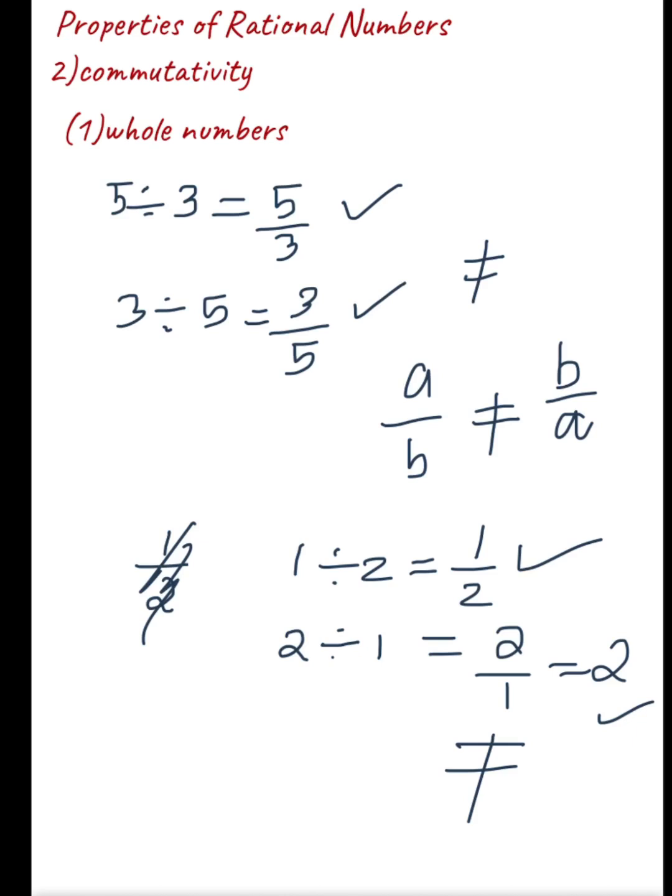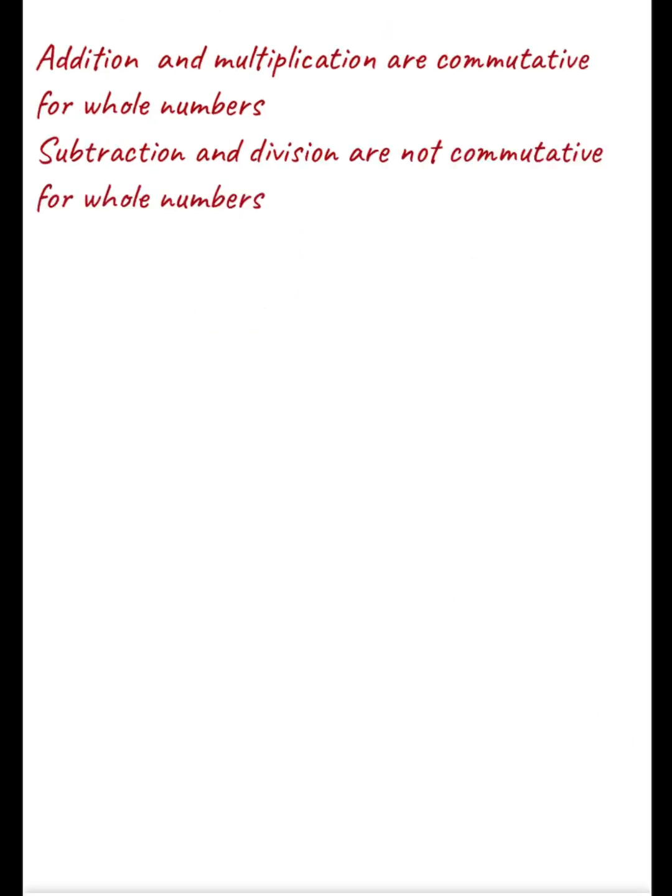So let's conclude. This is our conclusion, that addition and multiplication are commutative for whole numbers and subtraction and division are not commutative for whole numbers. That means addition and multiplication being commutative means what? A plus B is equal to B plus A for whole numbers, and multiplication means what? A into B is equal to B into A.